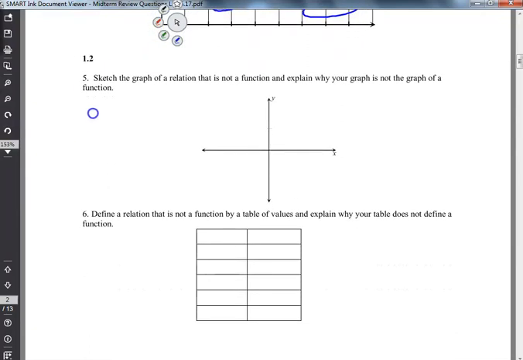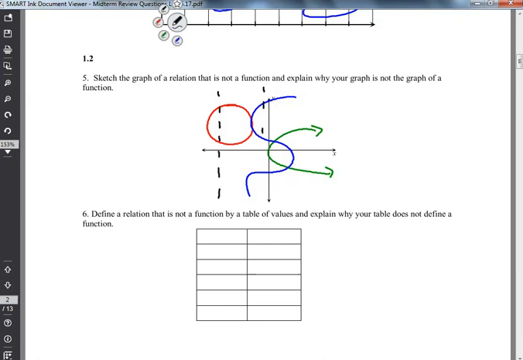Sketch the graph of a relation that is not a function and explain why your graph is not a function. So I'm going to do a couple of different ones. That's not a function. That, not a function. And anything that goes like this, not a function. Why? Because none of them will pass the vertical line test.